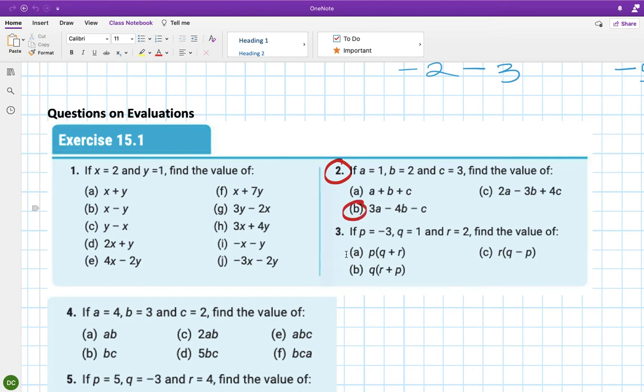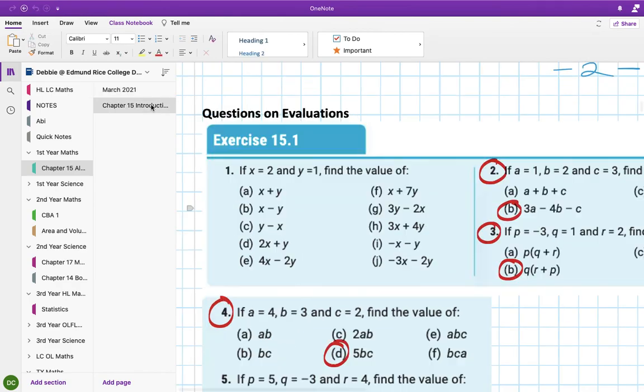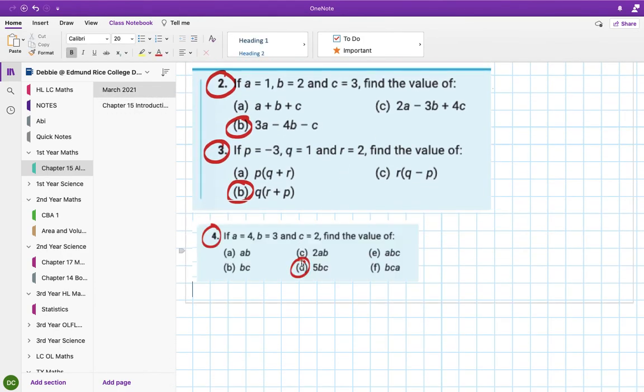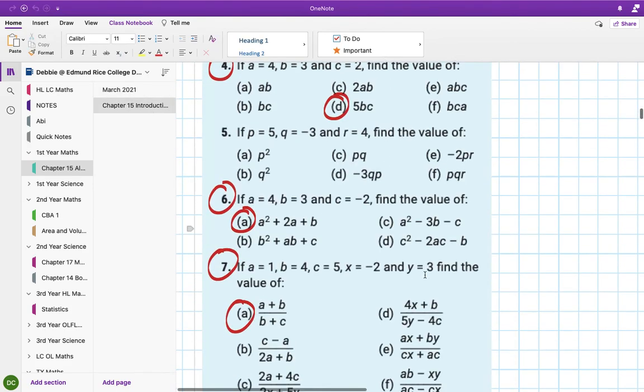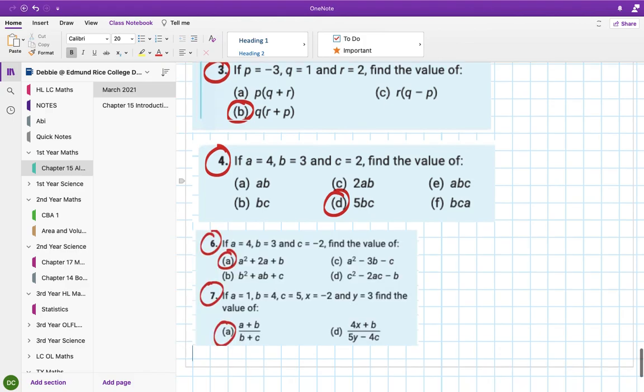So let's do 2b. Let's do 3b. 4d. That's 1, 2, 3. 6a and 7a. Okay, so only do the ones that are circles. Don't do anything other than that. Okay, they give you the number at the top of the question for what is getting subbed in. So just make sure, use a bit of colour like I did or something to make sure that you don't get confused by which number is being subbed in where. Okay, and again, make sure you only do the ones that are circles.